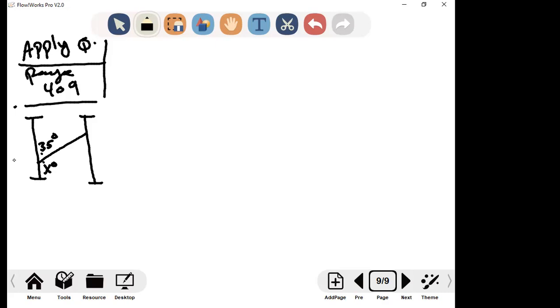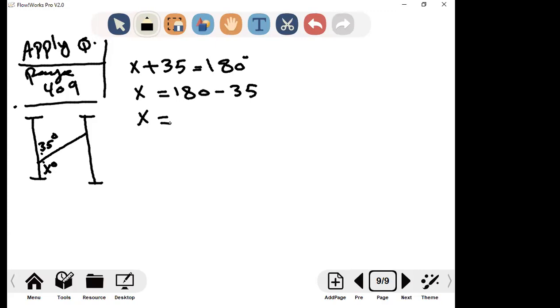To find x, 35 and x both lie on a straight line, so they form straight angles. If you add them, the answer should be what? 180. So x plus 35 should equal 180 degrees, right? So x equals 180 minus 35. So x equals how much? 145. 145 degrees. This is the x here, right?